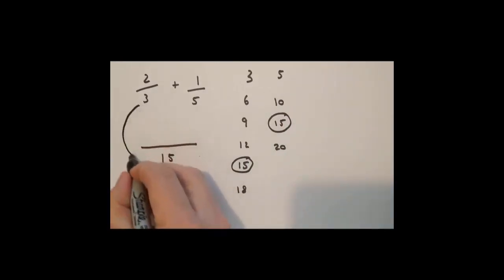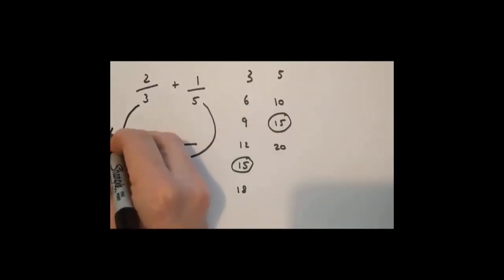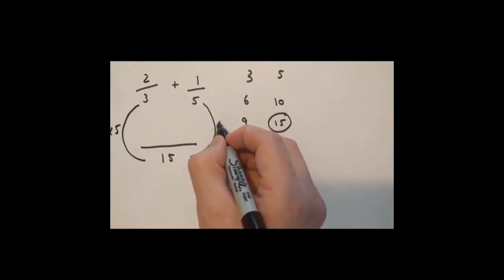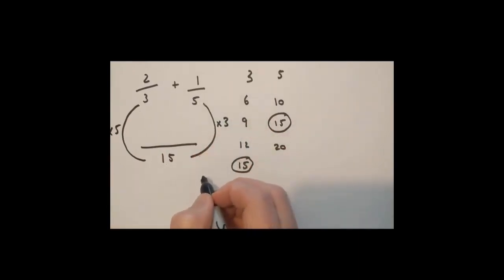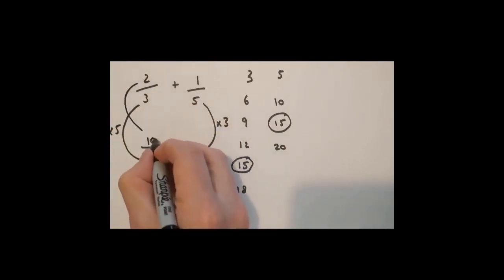We then look to see how we get each denominator to 15. So to get from 3 to 15, we have to multiply by 5. And to get from 5 to 15, we have to multiply by 3. We then do the same to the top number. 2 times 5 is 10. 3 times 1 is 3.